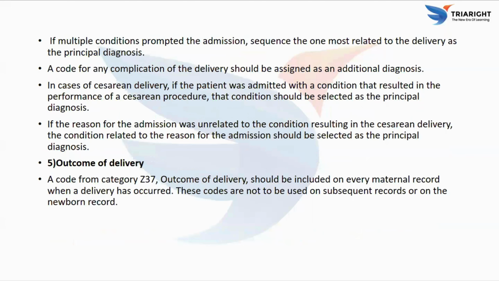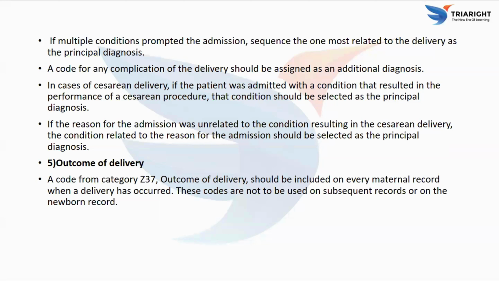Next, if multiple conditions cause the admission, how would you code? Sometimes a pregnant woman is admitted with more than one problem before the delivery. For example, high blood pressure, prolonged labor and fetal distress. So all may be present. What is the rule here for coding? You have to choose the condition that is most related to the delivery as the principal diagnosis. You have to pick the problem that most directly affected the delivery process.